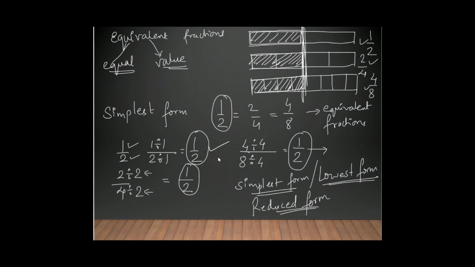Now over here I got half for each one of them, and because the lowest form for all three fractions is equal, is half, all three fractions will be called equivalent fractions. Okay, we'll see how to find equivalent fractions with some examples.